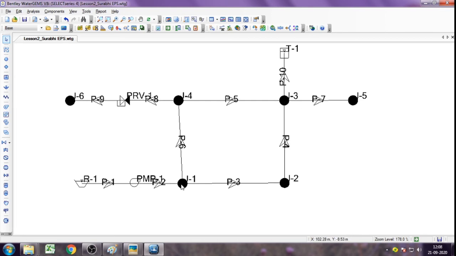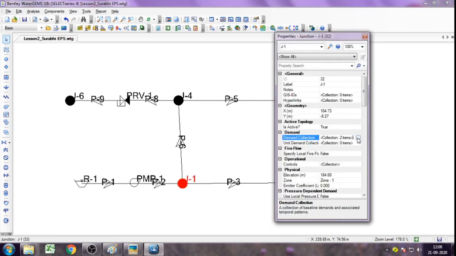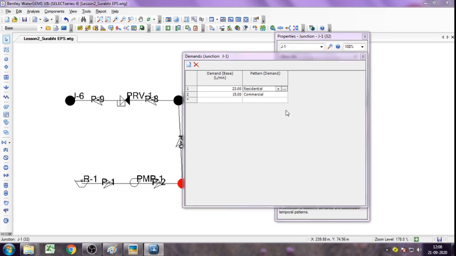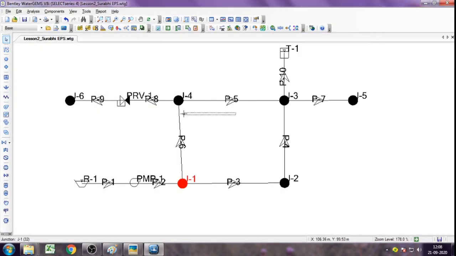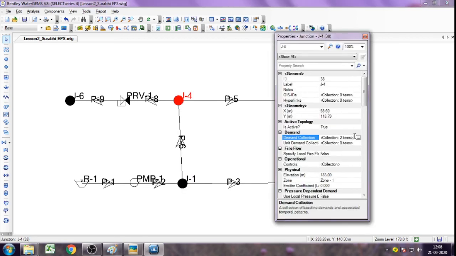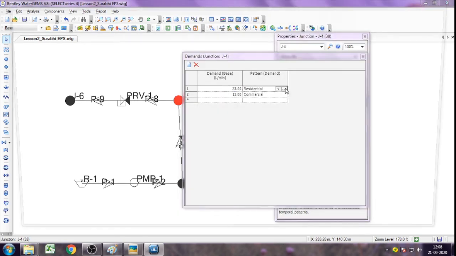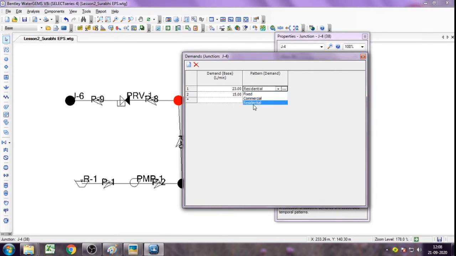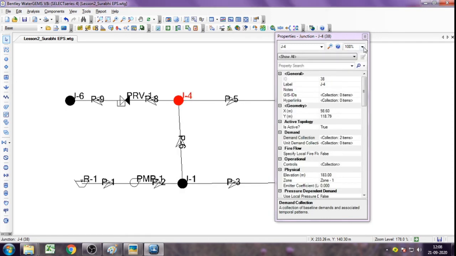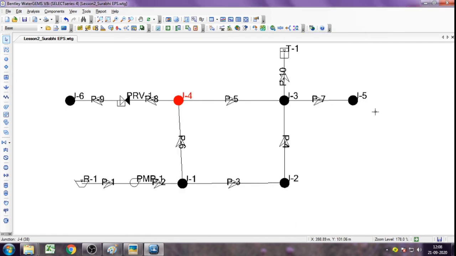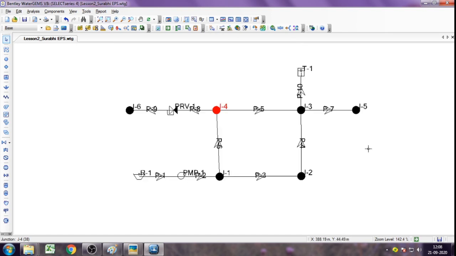Here we had defined the residential and commercial patterns once. So if you open any of the other junctions, the residential and commercial pattern will automatically get incorporated, because you have already defined it once, right? So this is about how we apply the water demand patterns to all the junctions.